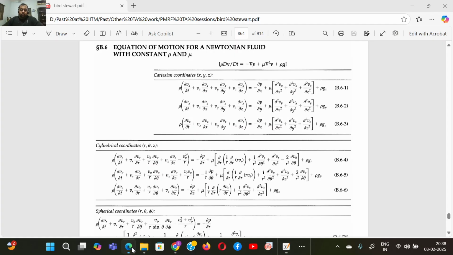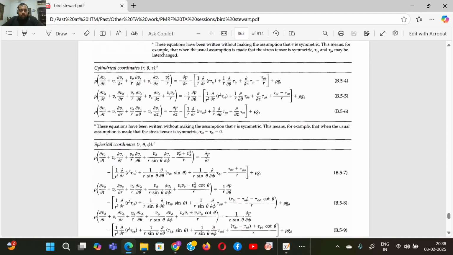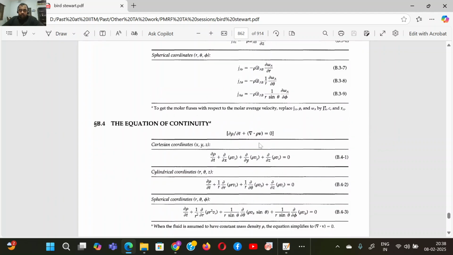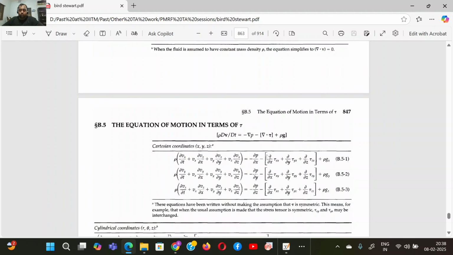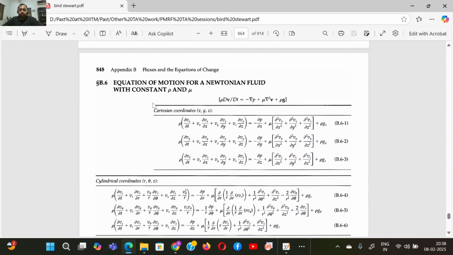You can always refer to appendix B. So if del rho by del t is equal to zero, because rho is constant, and this rho also comes out, so it's just del dot v is equal to zero, right? Likewise, you can simplify the equation of motion also. In this case, a Newtonian fluid with constant rho, constant mu, incompressible fluid. So it's like this.